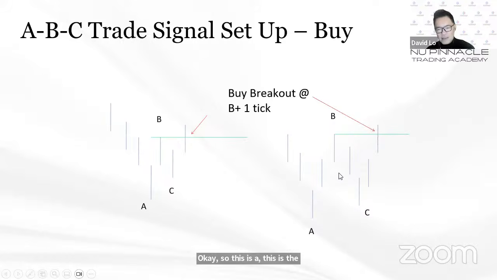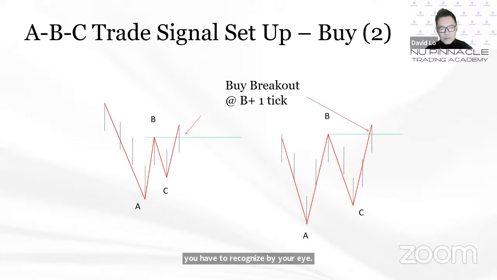So you can see here you need to be able to recognize it by your eyes. There's no indicator to show this. You have to recognize it by eye. All right. So the next slide, let's go down. It's just to draw out the wave for you. So it comes down, makes a low, makes a high, comes down, doesn't make a lower low, and breaks the previous high at B. That's where you go long. So this is a buy setup.